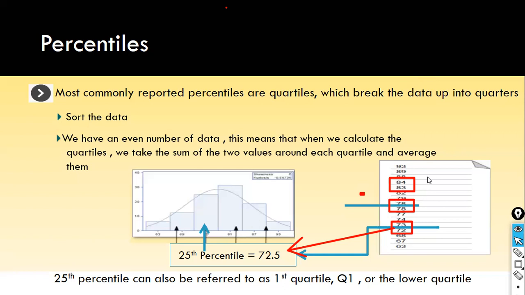Okay, right. This is 83.5, and 72.5. The 25th percentile can also be referred to as the first quartile, or it is also called the lower quartile. Okay, the 75th percentile is also called the upper quartile.